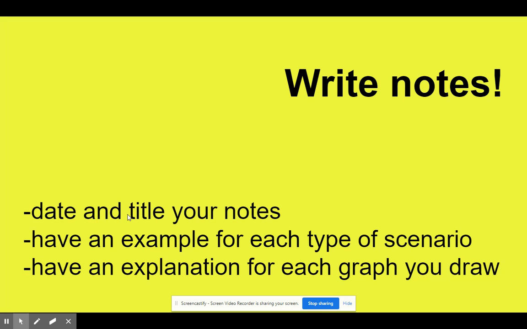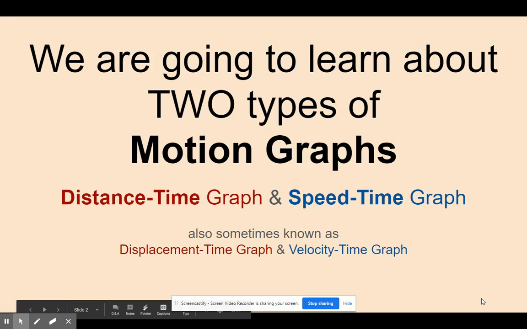You're going to be writing some different types of scenarios in graphs, and make sure you have an explanation for each graph that you draw. So we're going to learn about two different graphs. You learned about distance time graph yesterday. Sometimes they call it displacement time graph. But today we're going to talk about speed time graphs. So speed is going to be the y-axis. Sometimes you see it as velocity time graph.